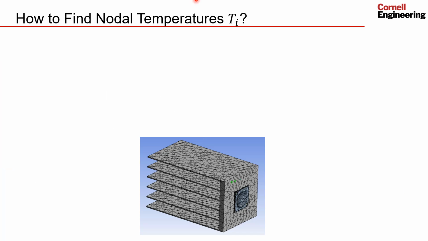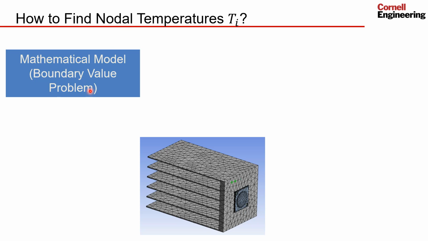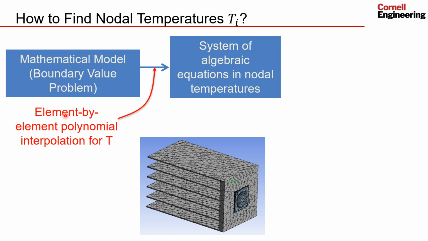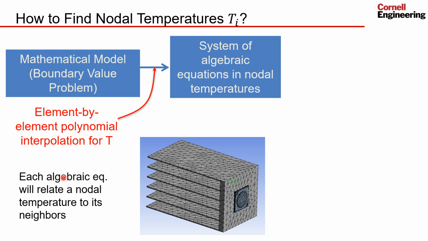And so how do we determine the nodal temperatures? Because that's what the problem has now been reduced to. We start from the boundary value problem and derive a system of algebraic equations in the nodal temperatures using the element by element polynomial interpolation for temperature. That's what the ANSYS finite element solver will do for us. And one thing to keep in mind about the system of algebraic equations is, like in 2D, it'll relate a nodal temperature only through its neighbors.